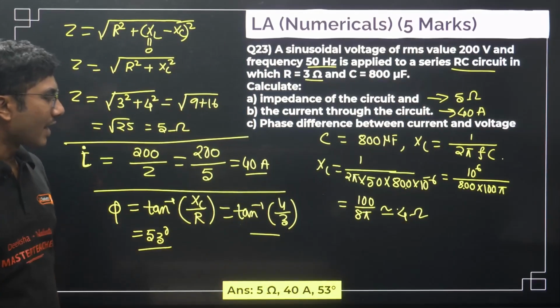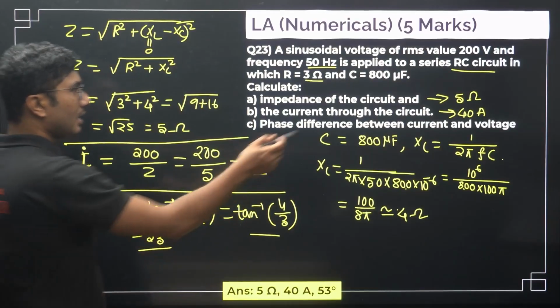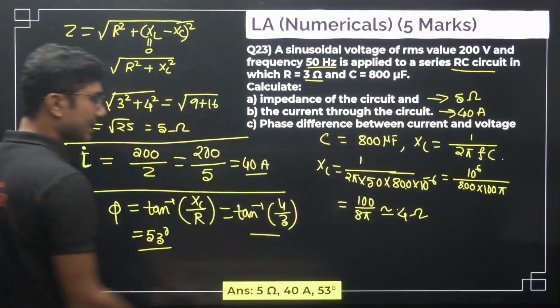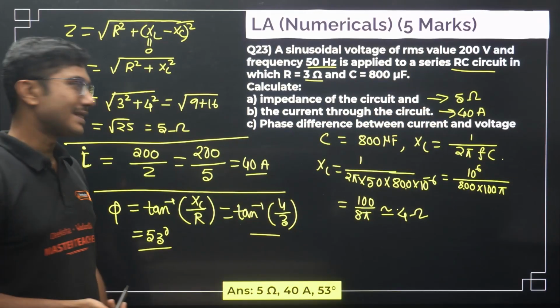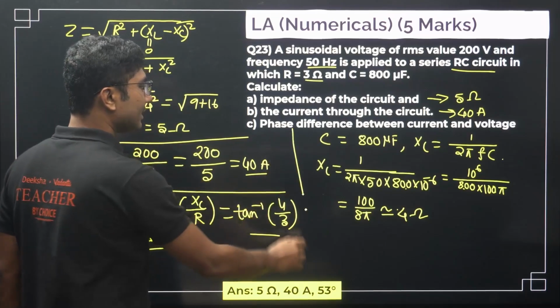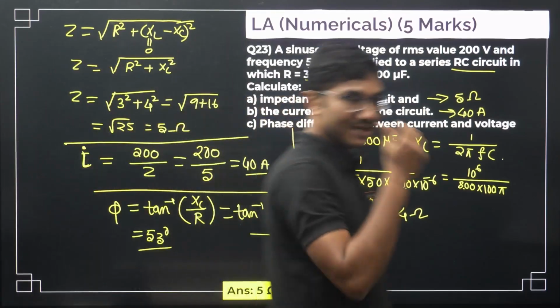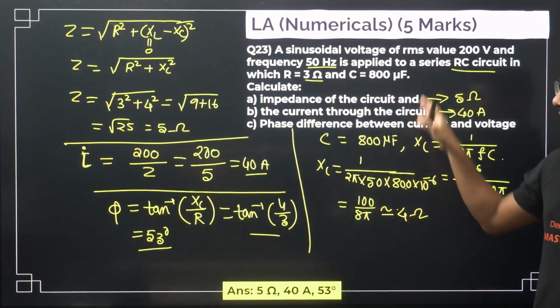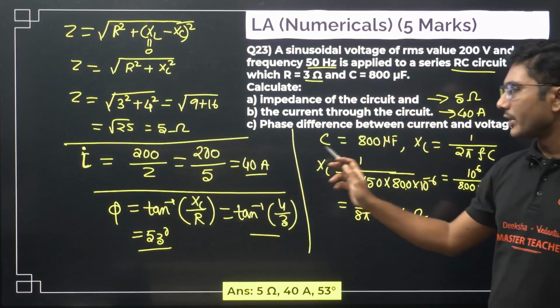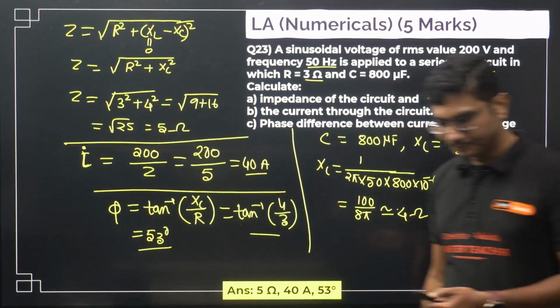So you will get 5 ohm as the impedance, 40 ampere as the current, and 53 degree as the phase angle. Not difficult, as you can see. Even though the question looks very long and difficult, actually it is not super difficult. You can solve them one by one.